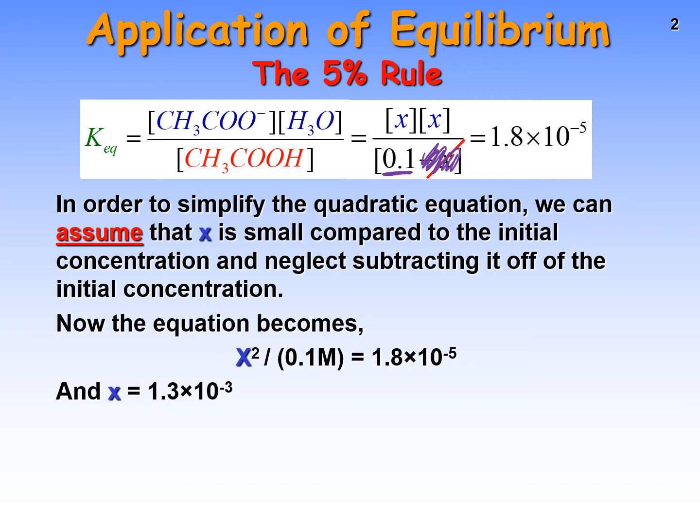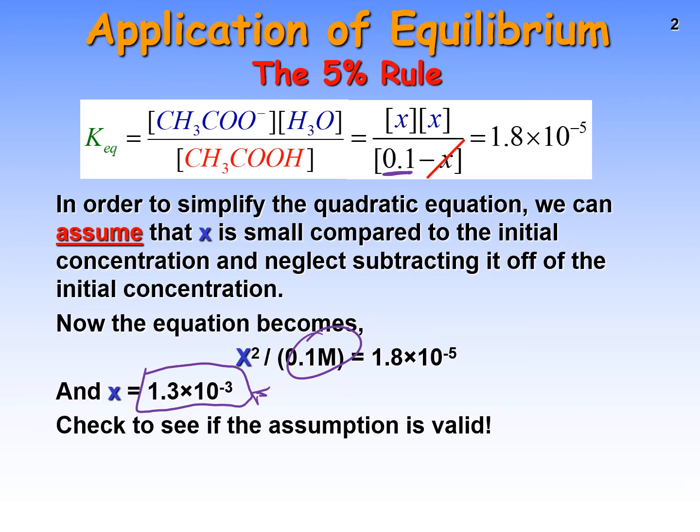Now, again, the 5% rule assumes that this value that we just assumed was less than 5% of our initial concentration, which in this problem was 0.1. Now, we always need to make sure that that assumption is valid. In other words, is correct. This value must actually be less than 5% of whatever your initial concentration is. Now, if it's not, then we need to start back over to this point, use that minus x, and solve the quadratic equation as usual. So let's check.